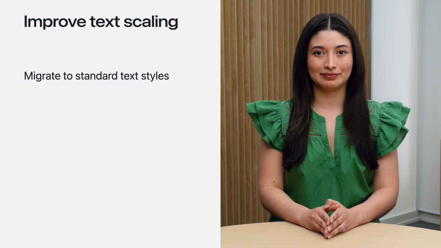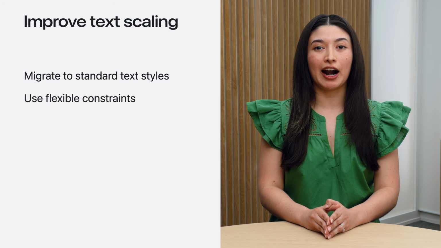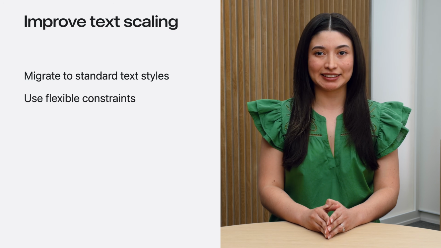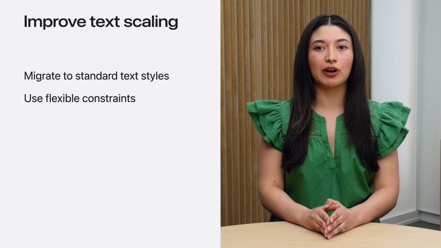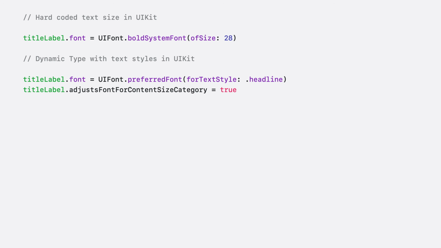To find these types of common issues in your app, search for hard-coded text sizes and migrate to standard styles instead. Search your app for hard-coded height and width constraints, and use flexible constraints to allow your content to grow. If you're using UIKit, the approach is similar, with one additional step. Replace hard-coded fonts with text styles and set Adjust Font for Content Size category to True. This tells UIKit to automatically update when preferences change.